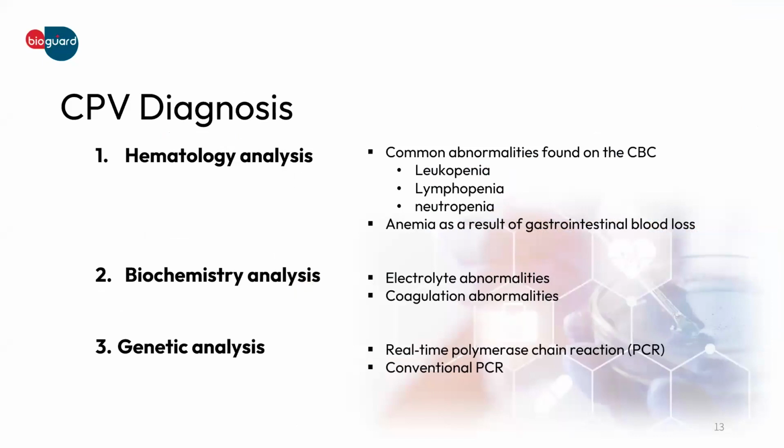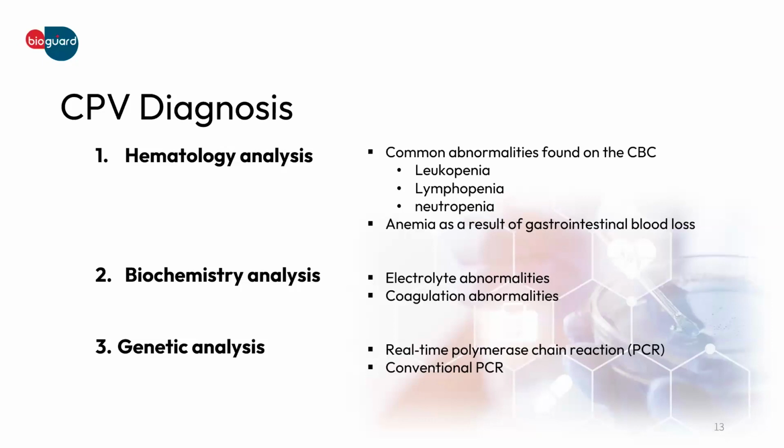However, to get a correct diagnosis, there are many different ways which vets usually prefer these days. For example, hematology analysis is the first step, where you can check the blood count of different blood cells, because the virus is prone to attack white blood cells. So a change in the number of different kinds of white blood cells is very common. Other than that, if you see signs of anemia from gastrointestinal blood loss, that can also be an indication of a parvovirus infection in dogs.